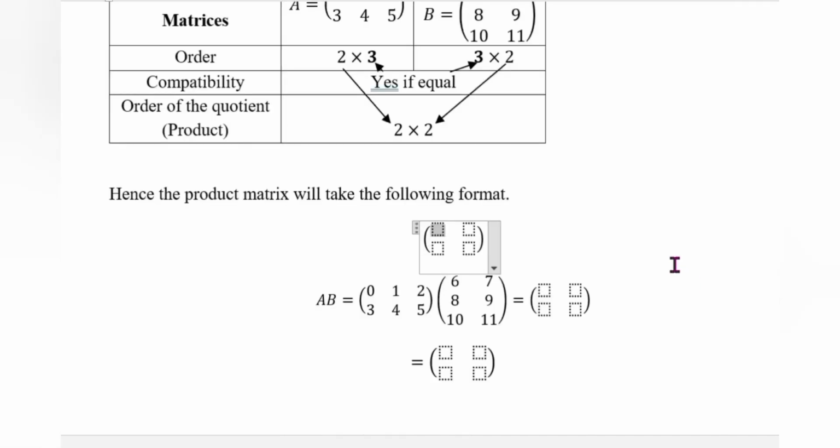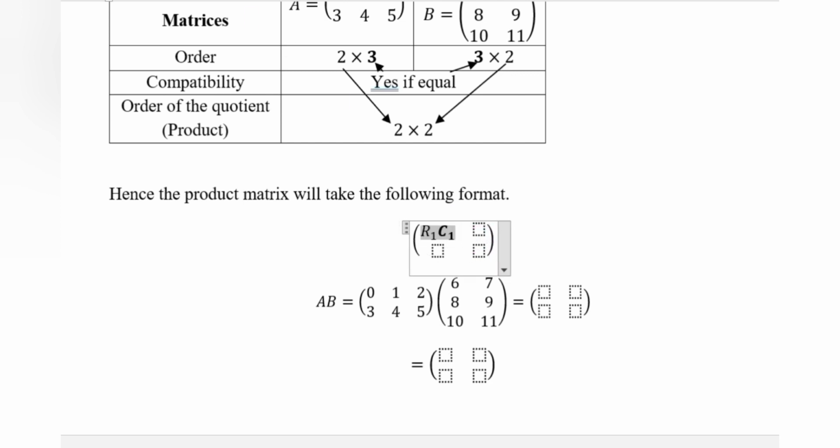A matrix of order 2 by 2 takes this format. So it will have 2 rows, 1, 2, and 2 columns, 1, 2. Now, if we label these elements here, we shall have them like that. That one is occupying row 1, column 1. That one is occupying row 1, column 2. This one is occupying row 2, column 1. And this one is occupying row 2, column 2.